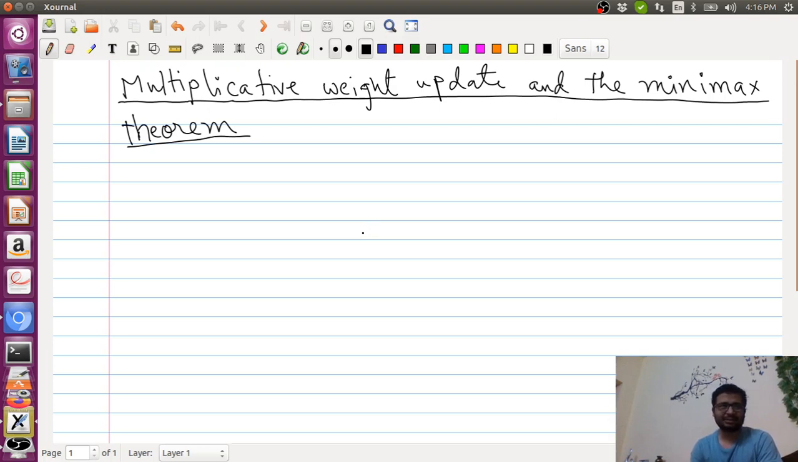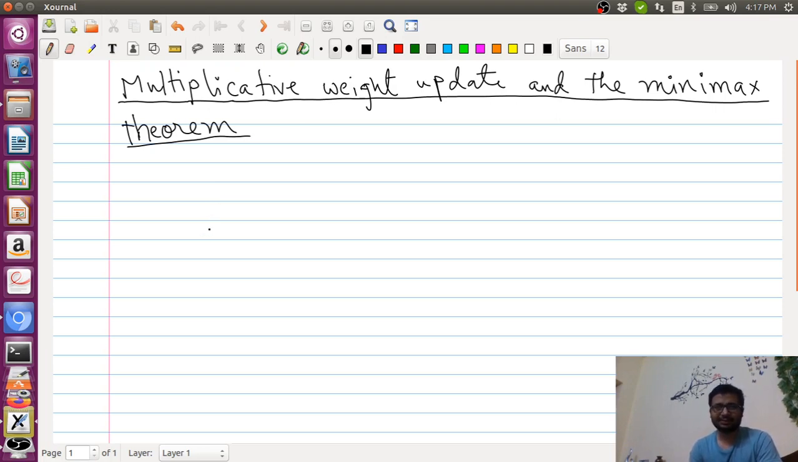This is a computational solution to an online algorithms problem. So the structure of this video is going to be as follows. First, I'll talk briefly about the multiplicative weight update method. We'll use this method in a black box manner, and we'll cover just what we need for proving the Minimax theorem.